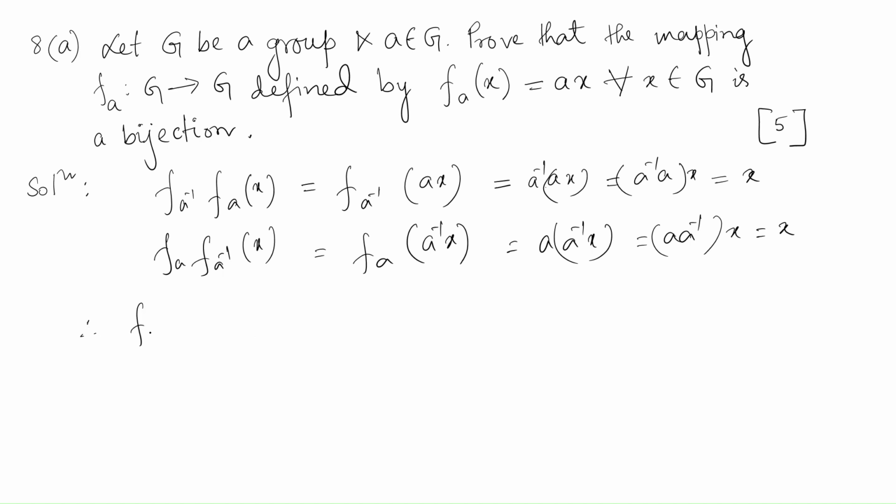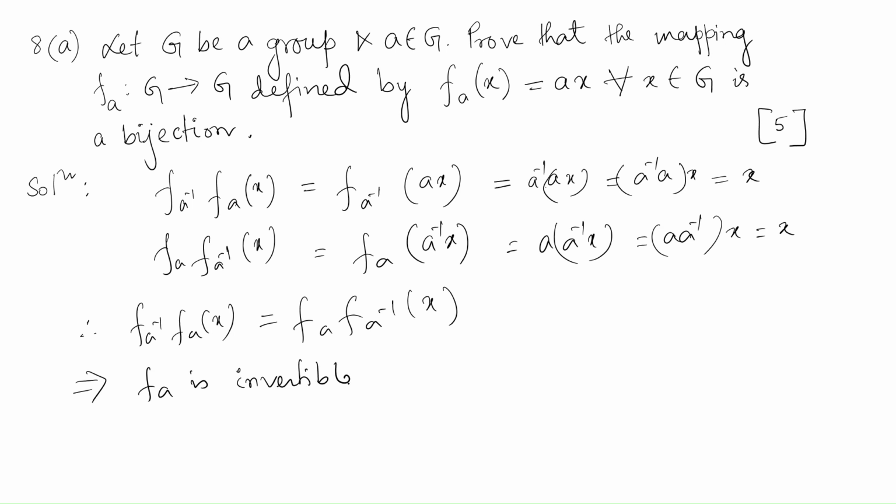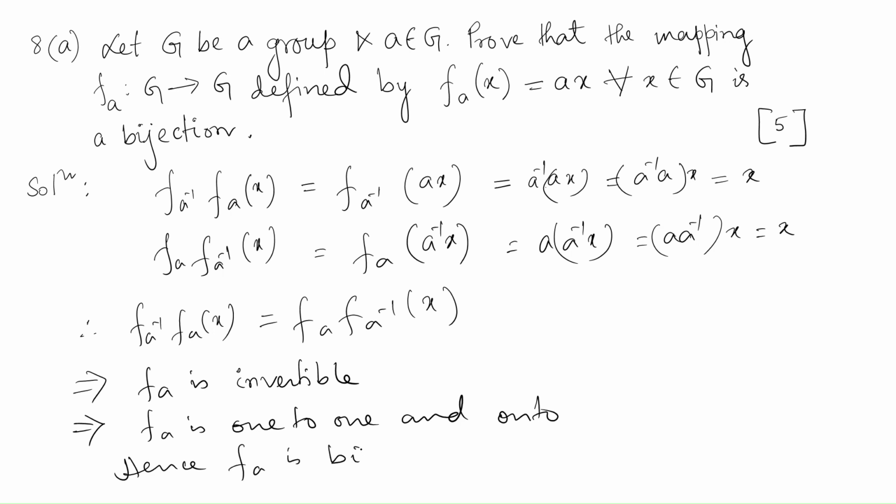Therefore, f_a inverse of f_a(x) is equal to f_a of f_a inverse of x, which implies f_a is invertible. It implies f_a is one to one and onto. Hence, f_a is bijective.